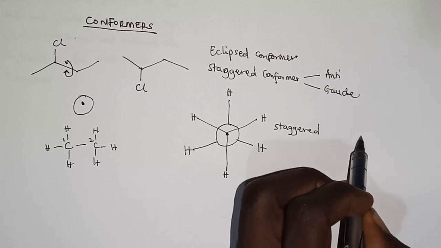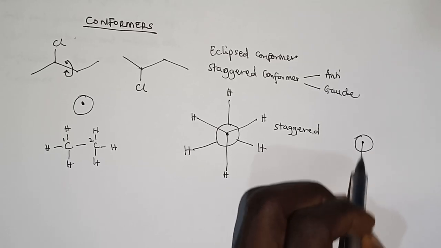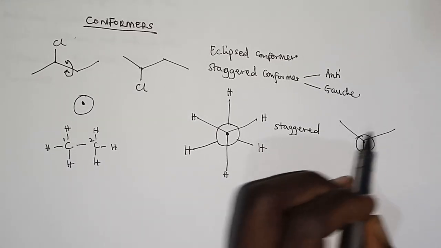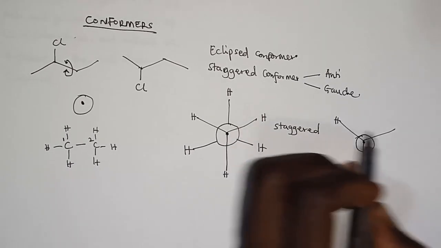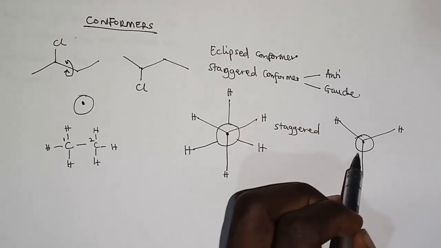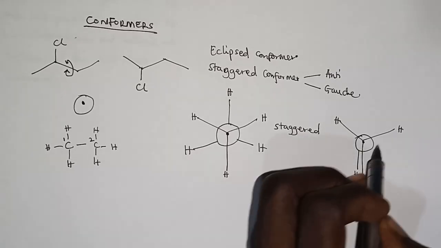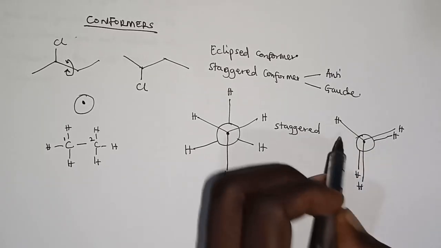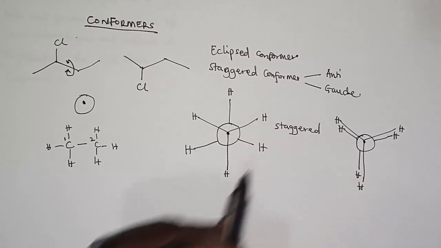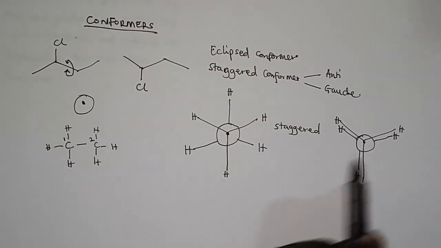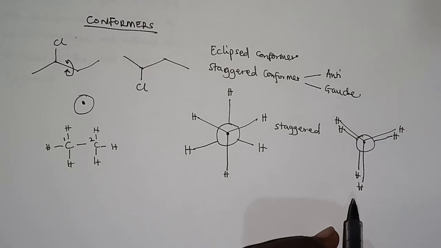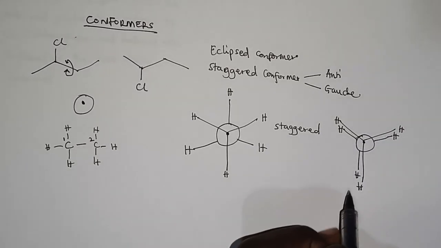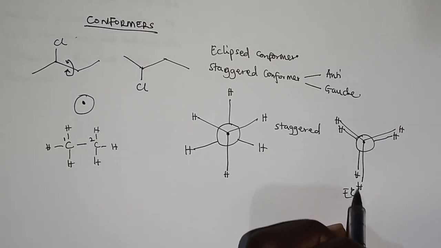So this is the carbon in front, and this is the one at the back. These ones are filled with 3 protons. So the carbon at the back is also filled with 3 protons. So you see that anytime you see Newman projections of this form, then we are talking about the eclipse conformer.